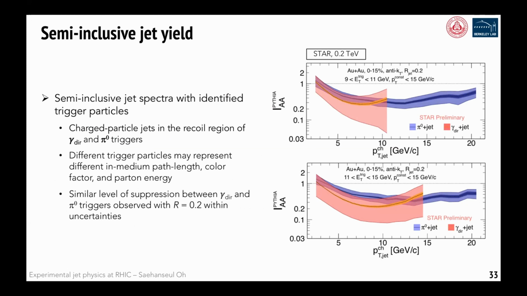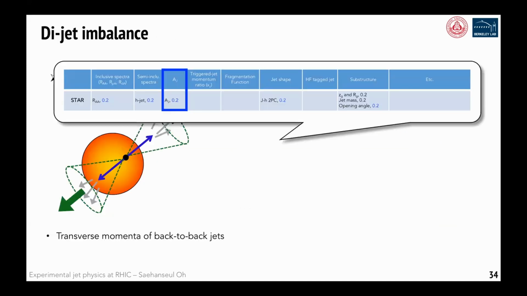So a similar level of suppression between direct photon and pi0 triggers was observed at RHIC 0.2 within uncertainty, but there are more results, and they are coming up very soon. I just wanted to show that there are ongoing analysis efforts in this aspect.